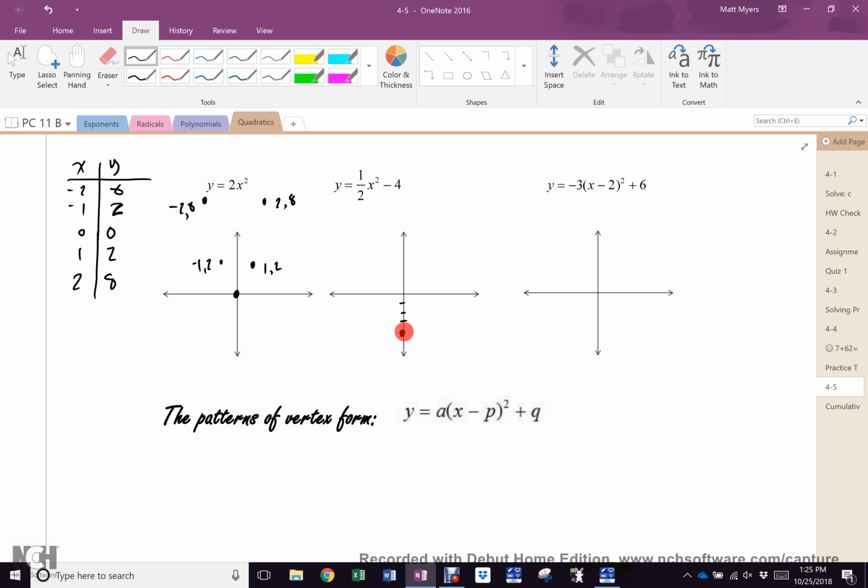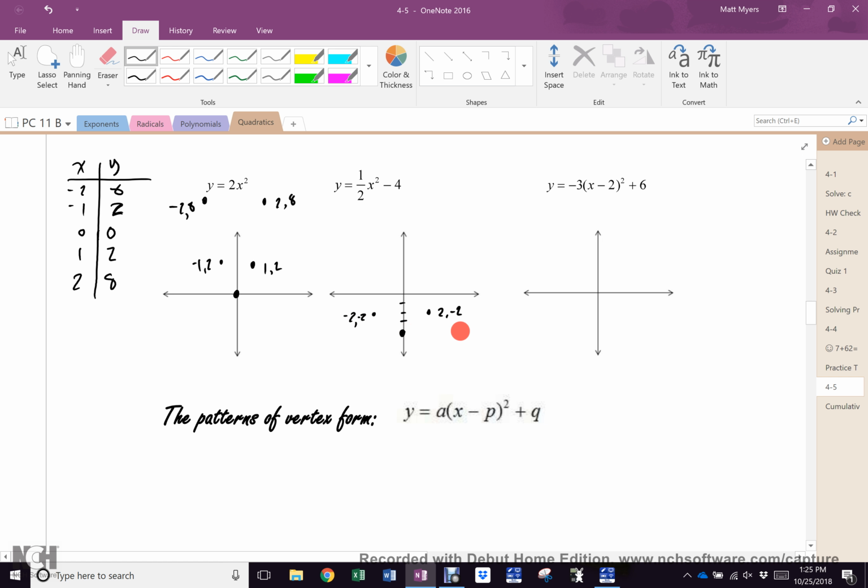Yeah. When I go over 2, how far up should I normally go? 4. But how far up am I going to go on this parabola? 2. Half of 4. So when I go over 2, which will make my x value 2, I will go up how far? 2, which will make my y value negative 2. Yes? And what will it be over here? 2 and negative 2, negative 2.